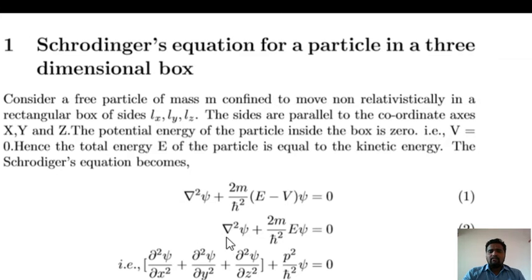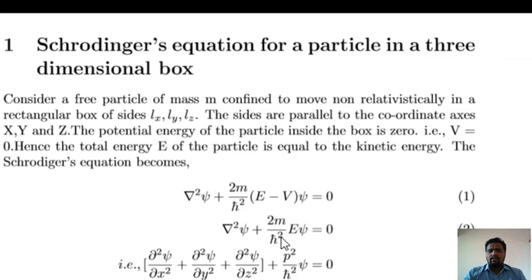Here del square is defined as dou square by dou x square plus dou square by dou y square plus dou square by dou z square. If this del square operator operates on wave function psi, we will get dou square psi by dou x square plus dou square psi by dou y square plus dou square psi by dou z square plus the remaining term, 2mE by h cross square psi, is equal to 0.